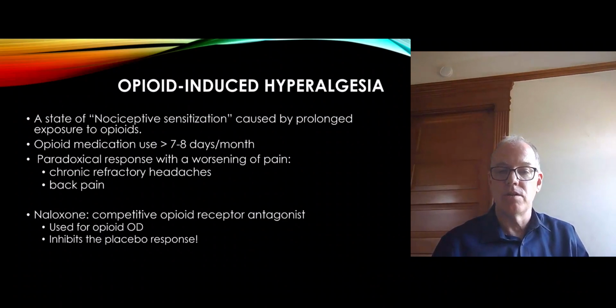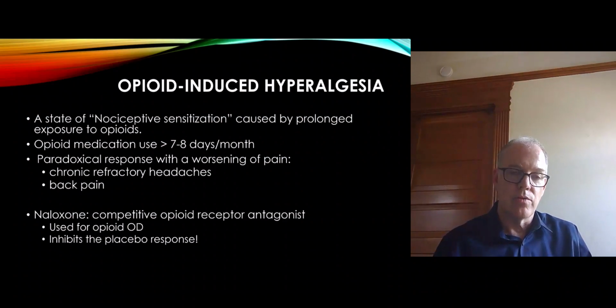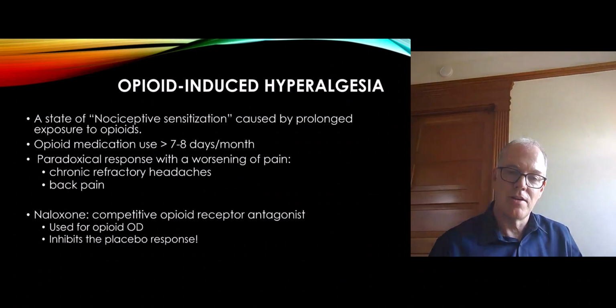Naloxone is a medication which is a competitive opioid receptor antagonist. So if we have someone that would overdose on opioids, that could be given. Interestingly, naloxone blocks the placebo response, right? So it would block the endogenous opioid response to placebo.